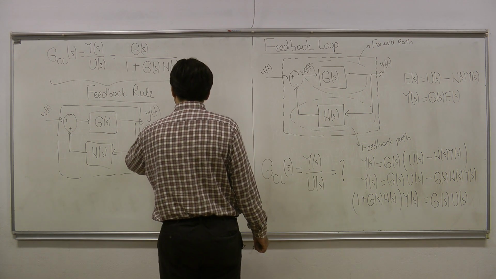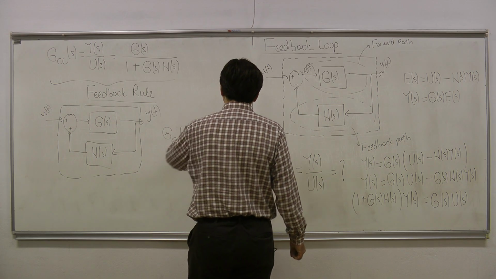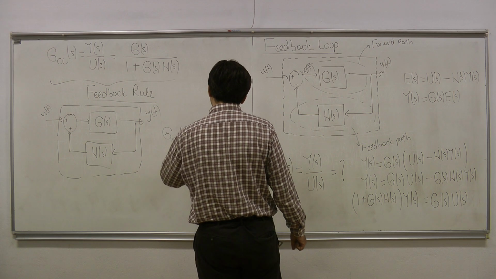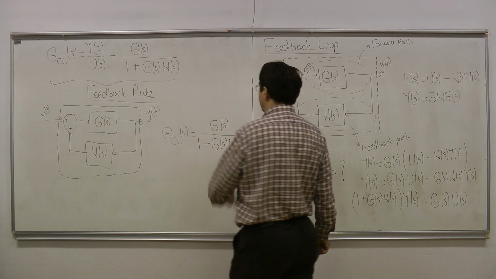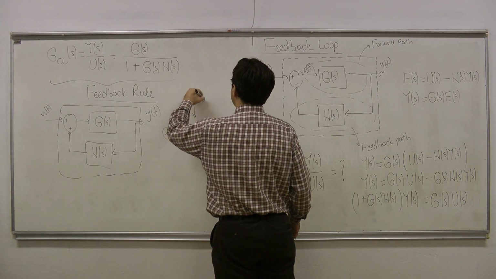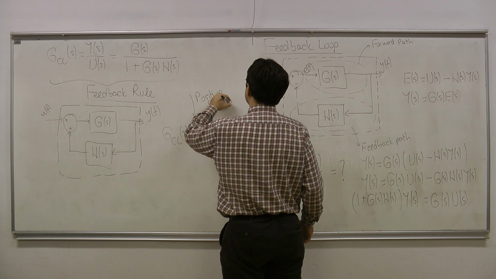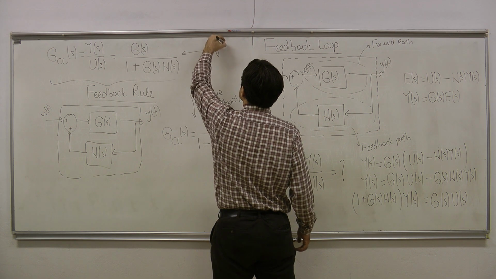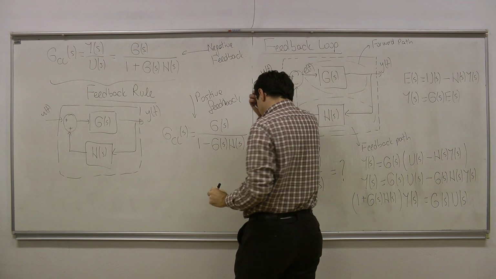So in this case, G closed loop of S would be G of S, the forward path transfer function, divided by 1 minus everything in the loop, G of S, H of S. Okay? This is the positive feedback. And this is our formula for negative feedback.